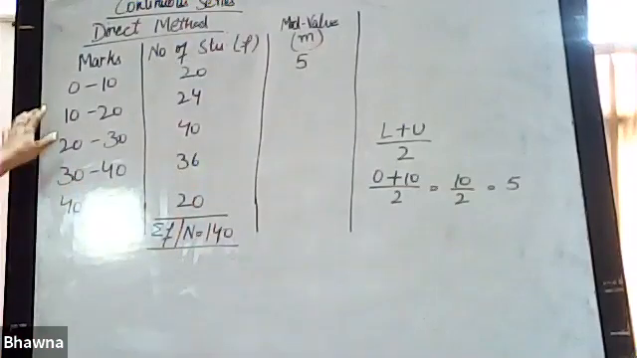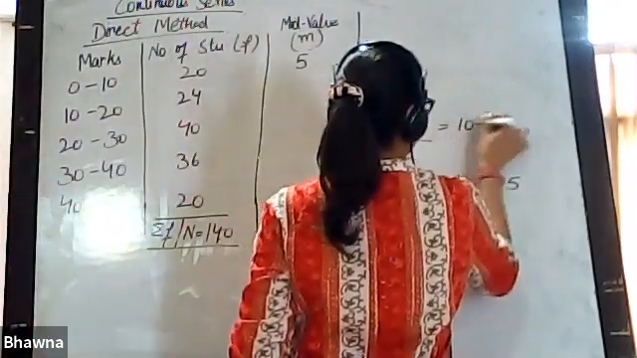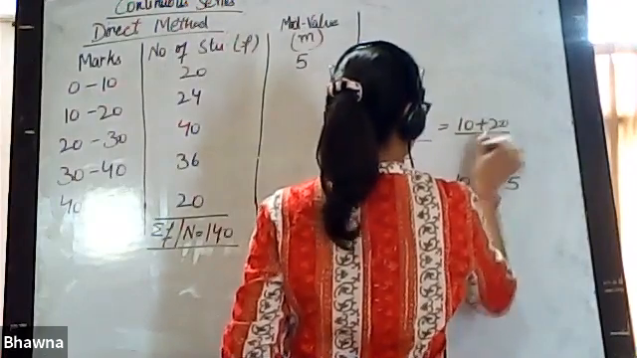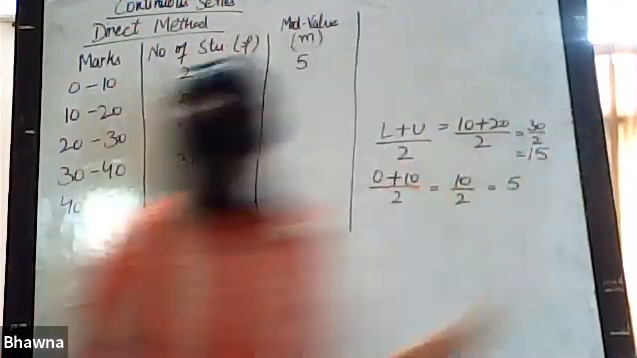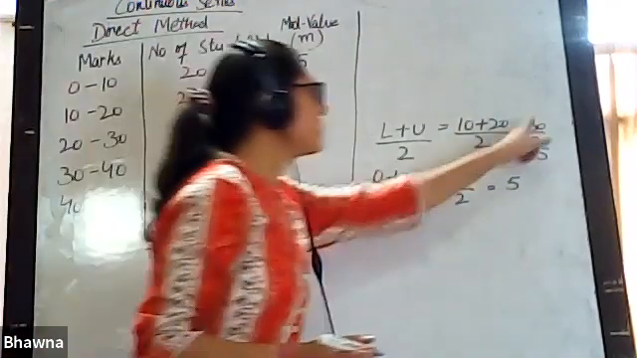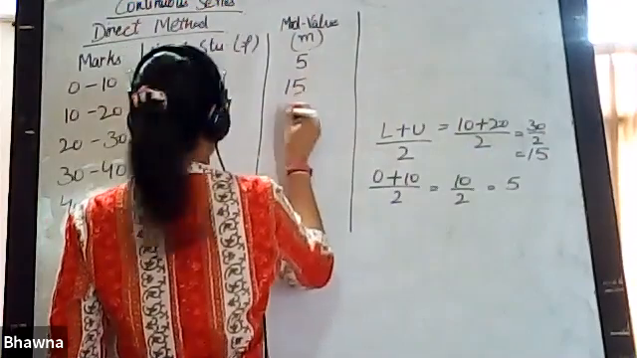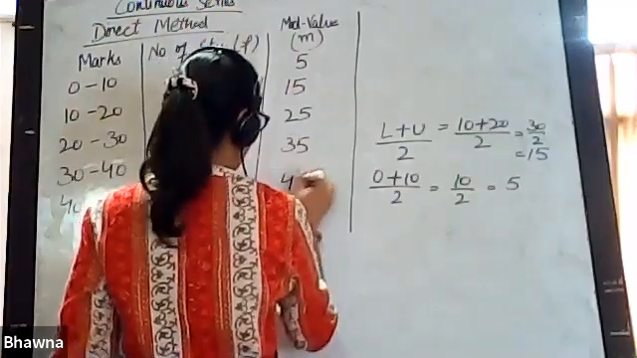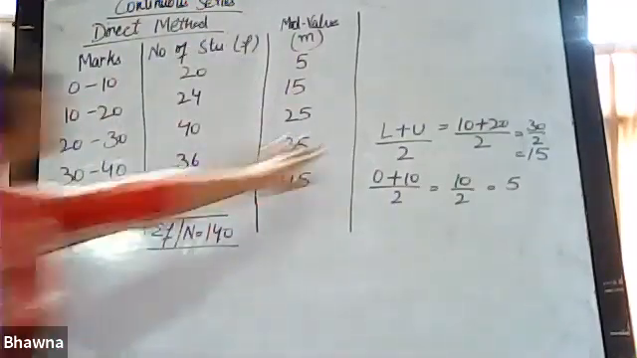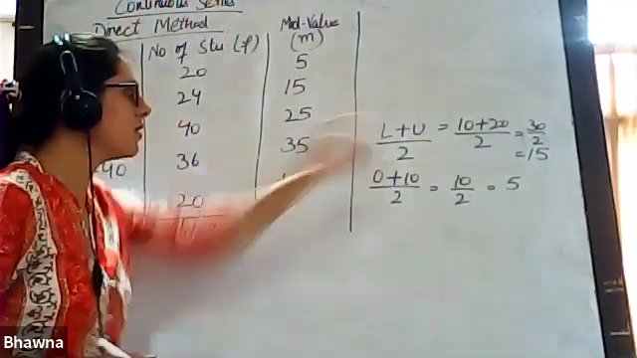After that, we also have to calculate the mid value of the second class interval, 10 plus 20. After that, we have solved the mid value as 15. So we write 15 here, 25, 35, and the last one is 45. This is the formula to calculate the mid value, lower value plus upper value divided by 2.